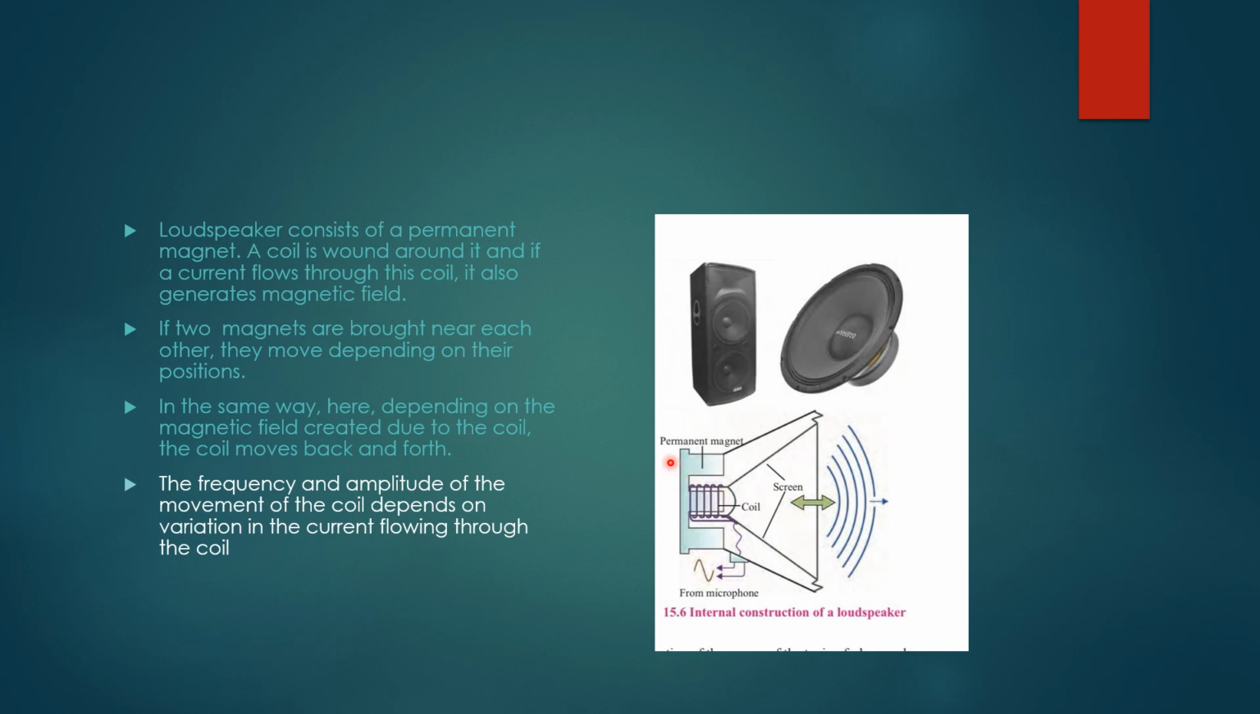If two magnets are brought near each other, they move depending on their position. In the same way, depending on the magnetic field created by the coil, the coil moves back and forth. This is the coil, this is the permanent magnet, and a magnetic field is created here also. Then the coil moves back and forth.